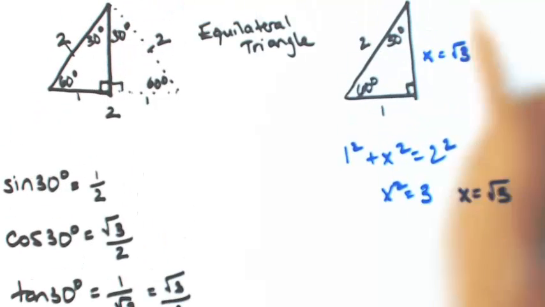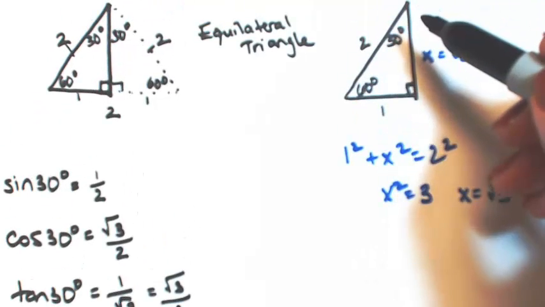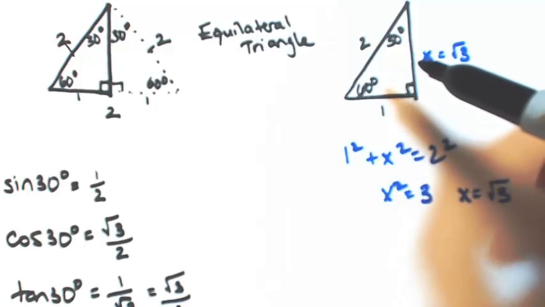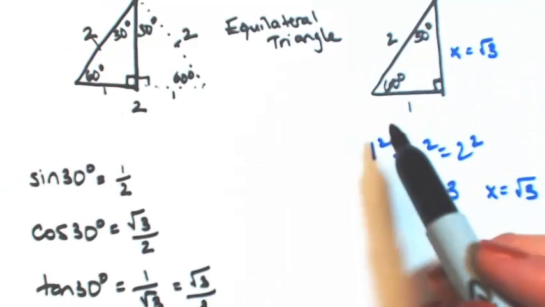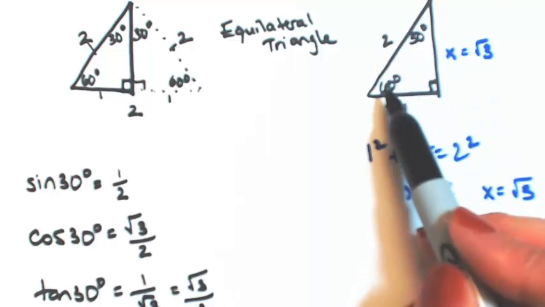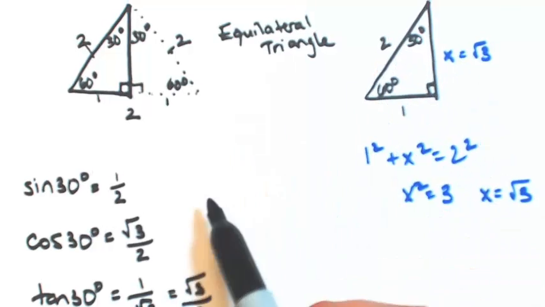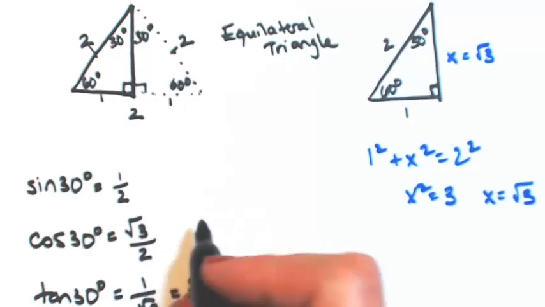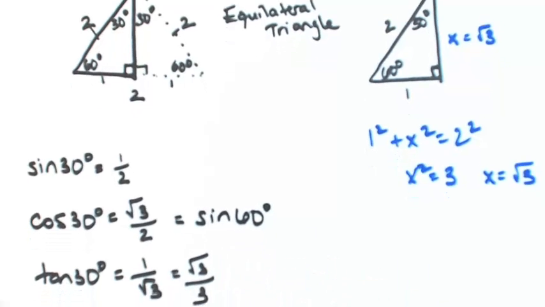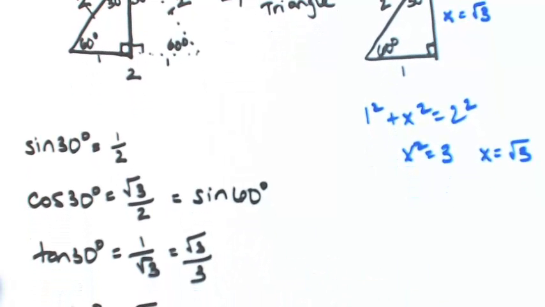Since 30 and 60 are complementary angles, that means that their co-functions of the complementary angle would be the same. What I mean by that is if I look at 60 degrees, the sine of 60 degrees is opposite over hypotenuse, which is square root of 3 over 2, which is the same thing as the cosine of 30 degrees. Okay, so complementary co-functions are going to be the same.